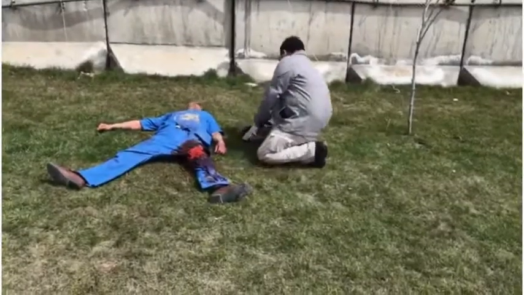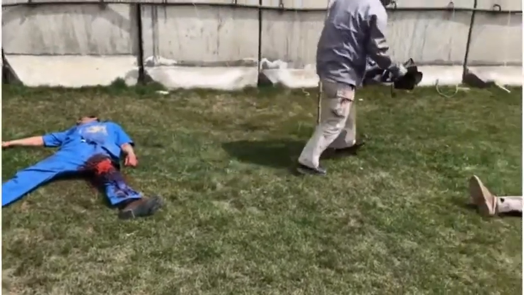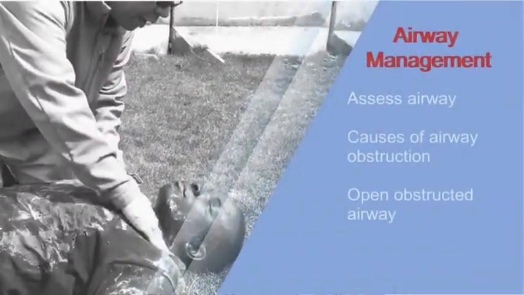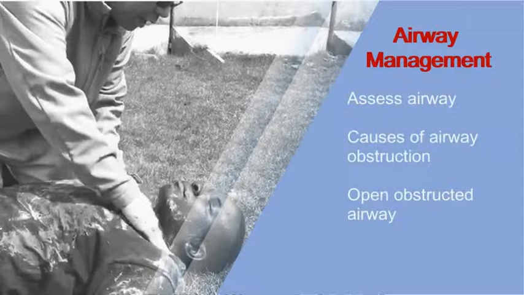After taking care of massive bleeding, the victim's airway must be checked. If the victim is not responsive, his airway may be blocked. The most common cause of airway obstruction is the tongue. It can also be obstructed by blood or foreign bodies such as teeth, food, etc.